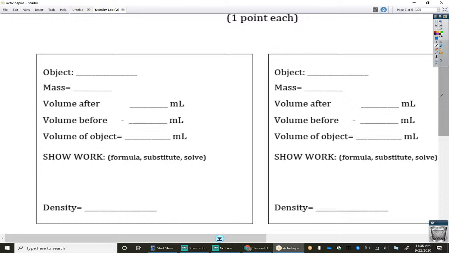So today we're going to get the density of three separate things. The first thing is copper. I'm going to make sure the units are in there for everything. So the mass should be in grams, the volume in milliliters, and your density answer should be in grams over milliliters. Make sure you're showing work for everything. So the formula you're going to use is density equals mass over volume. And then you're going to substitute and solve. And then we'll do the next object in a second.